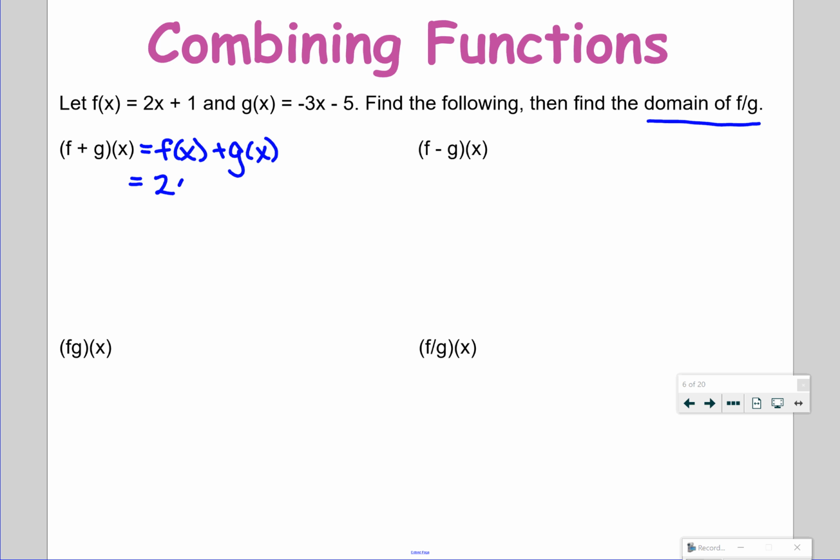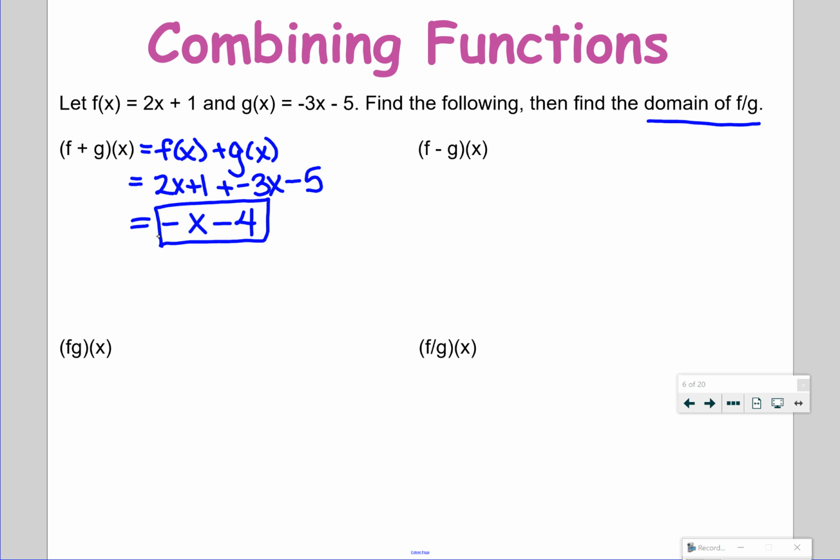So that would be function 2x plus 1 plus -3x minus 5. And then as far as adding goes, all we're doing is combining together like terms. 2x and -3x give me a -x or a -1x. 1 and -5 give me a -4. And then that is your answer. We're creating a new function here, so we're not solving, we're not plugging numbers in. The new function is your solution.